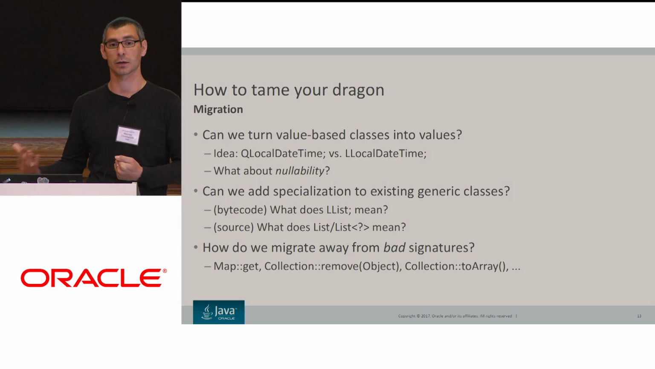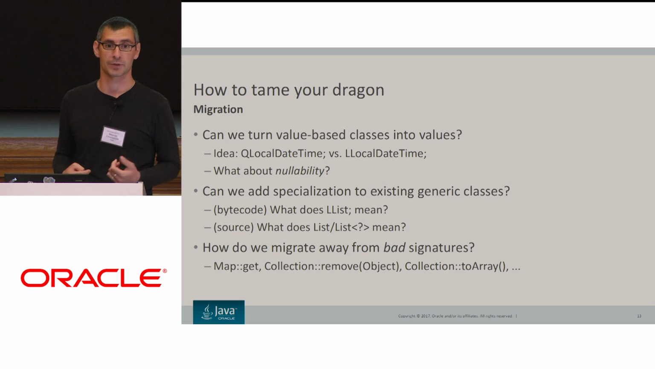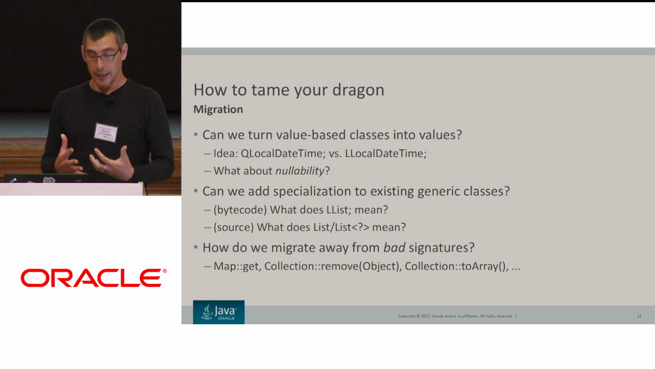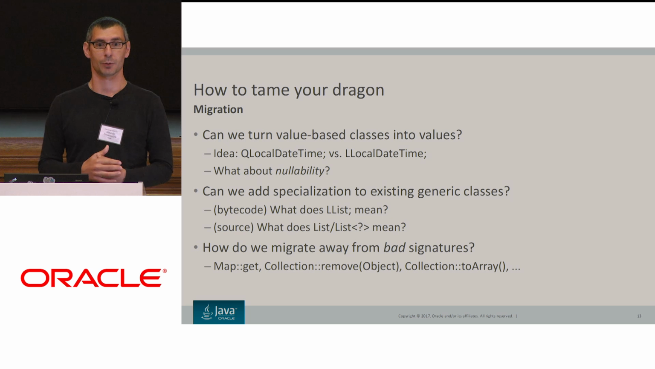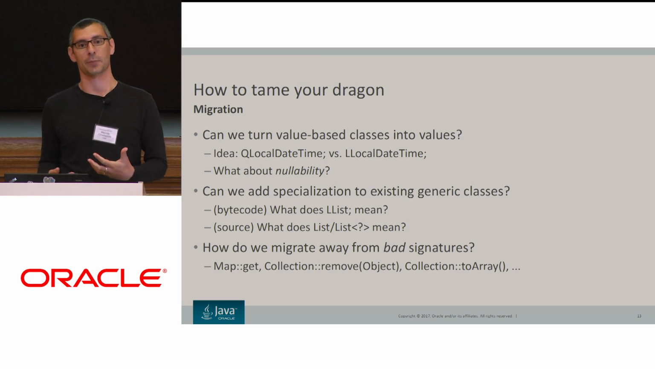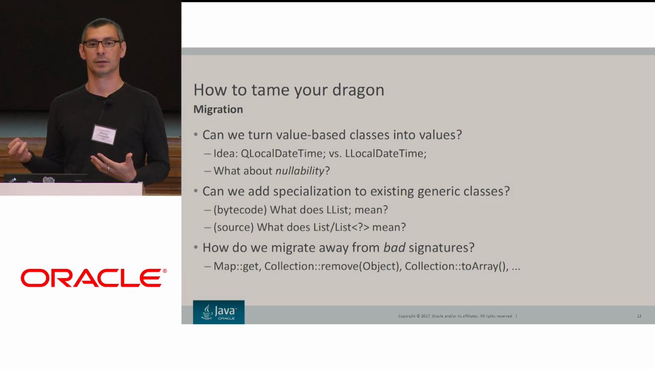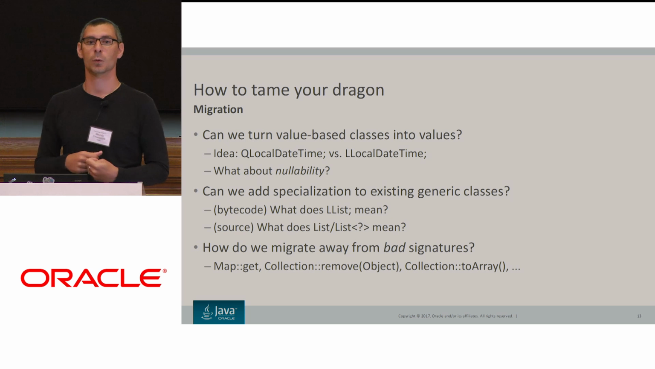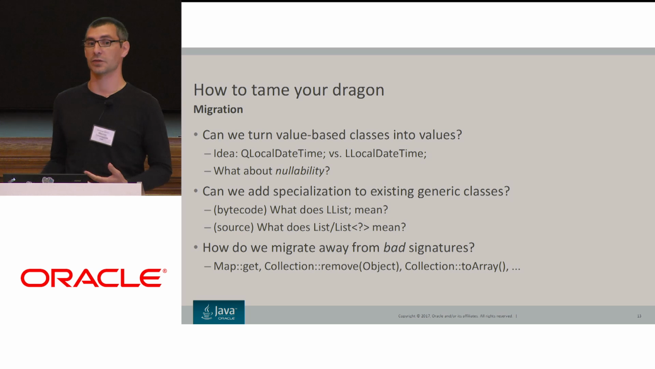But the source compatibility part of the story is still problematic because value-based classes are nullable, value types are not. How do we do that? We don't know. Can we specialize existing collections? That would be nice. Everybody would love to be able to write a list of int for real. Well, that of course is problematic, both from a bytecode perspective and from a source perspective, because we already have a class file with descriptors like List. What does this descriptor mean in this new specialized world? Does it mean reference list, or does it mean any list?